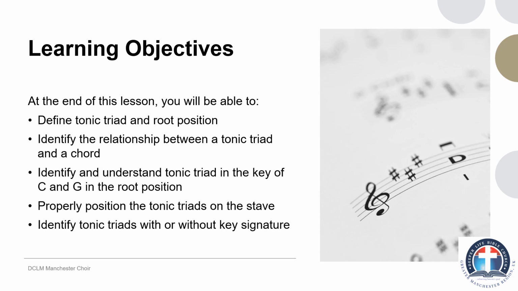And lastly, you'll be able to identify the tonic triads without a key signature. You may be asked to look at a particular piece where no key signature is given, but there are accidentals in that piece. Then you identify the tonic triad without the key signature, using the accidentals. We'll get there. I'll explain that better when we get to that point.